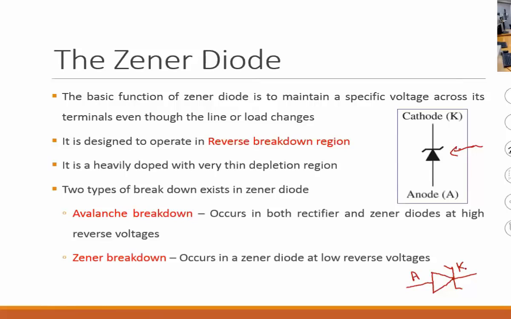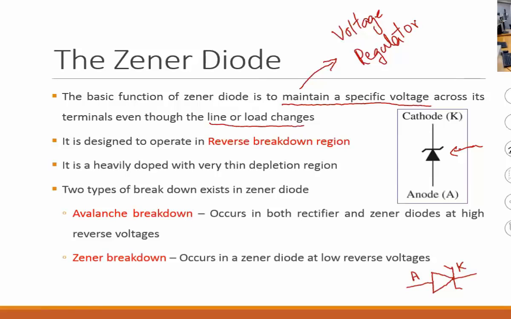The main reason why we use a Zener diode is it has the capability to maintain a specific voltage across its terminals even though the line or load changes. This means we can use the Zener diode as a voltage regulator. We talked about voltage regulators after the filter stage in a power supply, but Zener diodes are definitely capable of handling that.